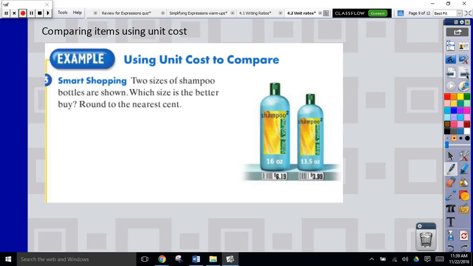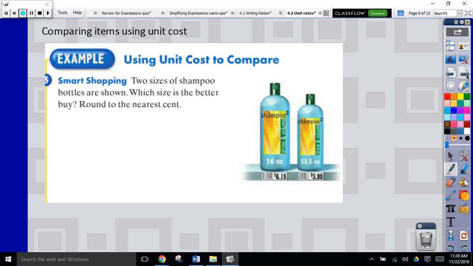We're going to look at an example where we use unit cost to compare, and this is out of your textbook. Two sizes of shampoo bottles are shown. Which size is the better buy? Round to the nearest cent. Now the nice thing when you're shopping, you usually don't have to figure stuff like this out. If you're at Giant, if you're grocery shopping with your parents, take a look. Oftentimes when you have a little price tag on the shelf, it will tell you what the unit cost is.